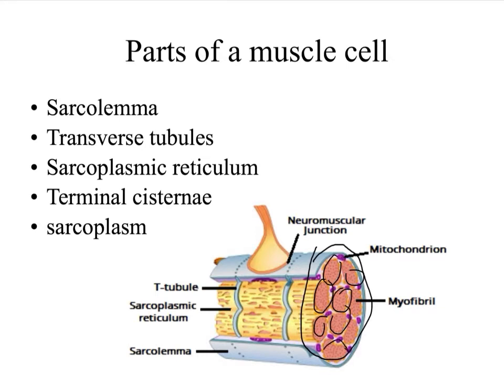The cell needs a way to communicate with all the internal bundles. It does that by having these invaginations of the sarcolemma into the cell, and that's called a T-tubule. So the T-tubules are actually extensions of the sarcolemma deeper into the cell. And we'll be talking about why that's important in just a few moments.